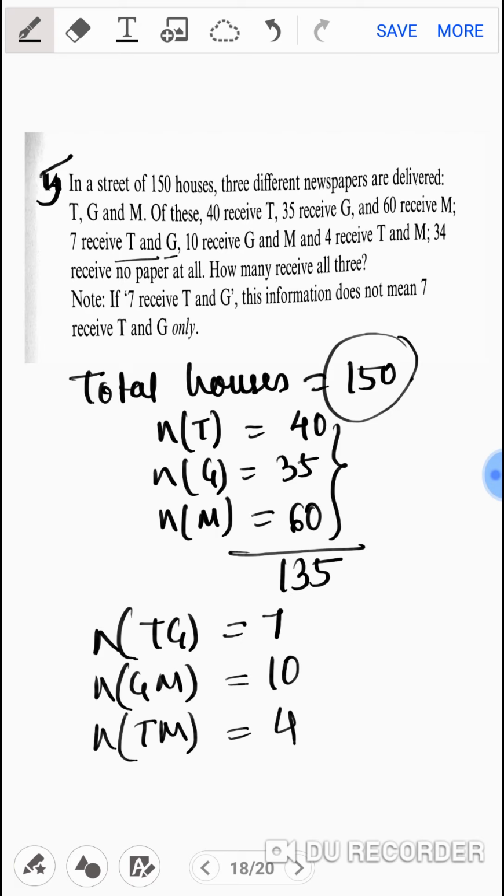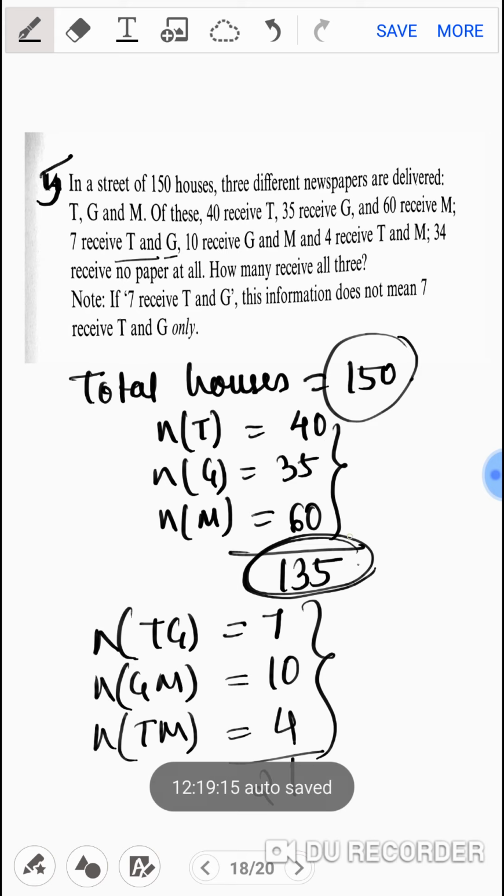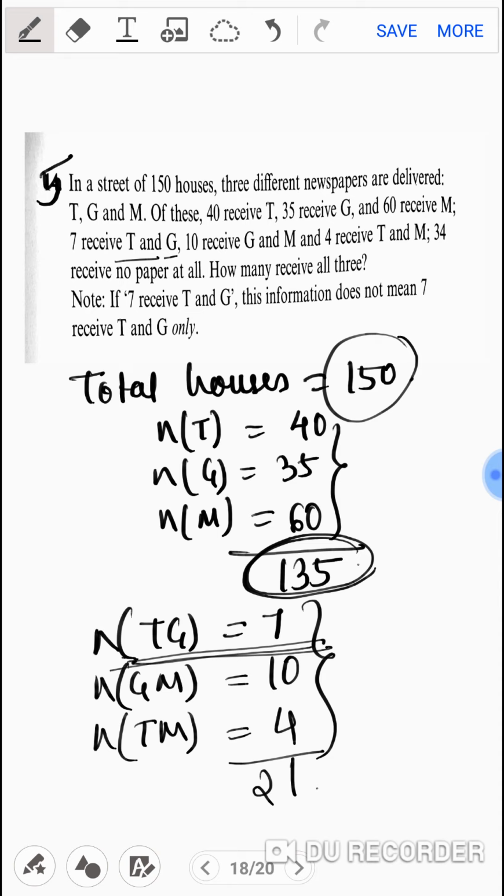Yes, my dear kids. Let's make the addition of this. This is 21. And my dear kids, here if you notice 135 is given to you. 135 is your T, G and M. Out of that, the number of elements in T and G newspaper, the number of houses goes here. Here G and M, here T and M. So I have made this also. From there let's see what we can do.